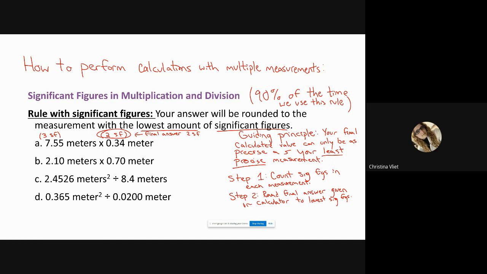Do 7.55 times 0.34. Let me get my calculator. 7.55 times 0.34. So my calculator gives me, and I'll write out what the calculator gives, but that's actually not the final answer. Calculator gives me 2.567. But if you write that in the bell work or in a homework, it's going to count you wrong. Why? Because the whole point is we have to round this.